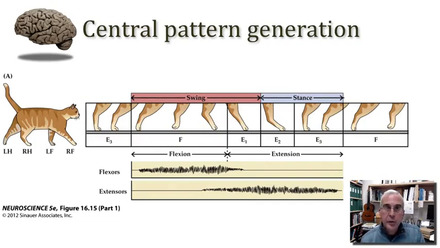Well, let's talk about locomotion as one example of a basic pattern that is essential for movement, that requires the coordination of the activity of flexor muscles and extensor muscles in our limbs, and even across the midline of the spinal cord.